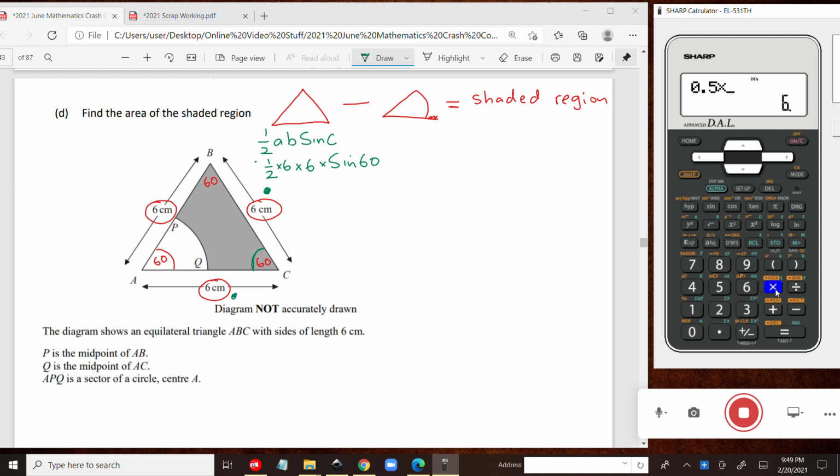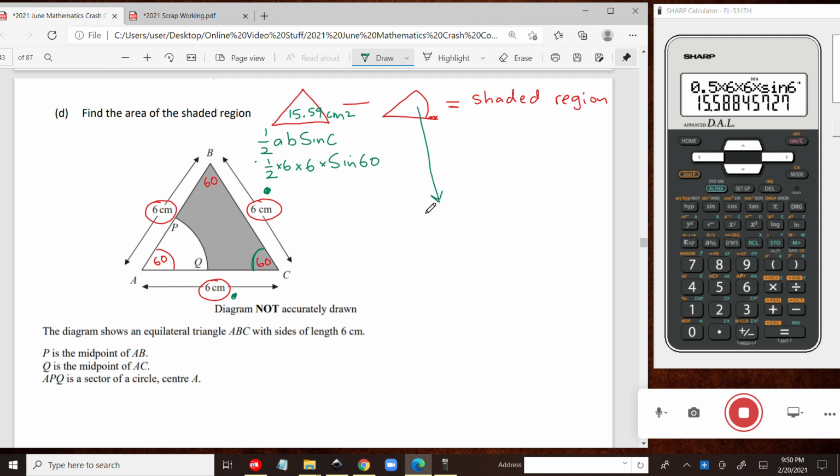0.5 by 6 by 6 multiply by sine 60. That gave me a total area of 15.59 centimeters squared. Let's find the area of the sector now.